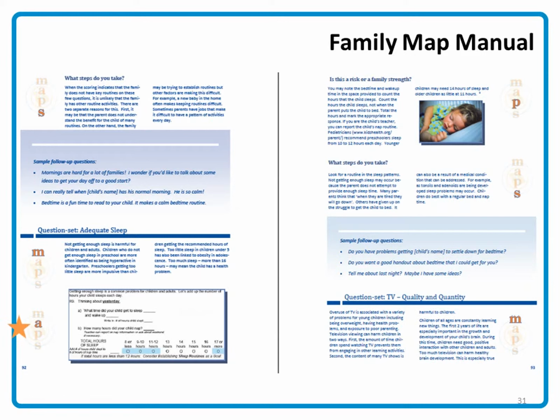The A is the ask. Here you see a picture of the questions we're asking about adequate sleep. P is partnering. You see that on the left. Here we talk about when you might want to partner with a family about helping their child get more adequate sleep. And then beneath that is S, steps. So different steps you could take to partner with the family.